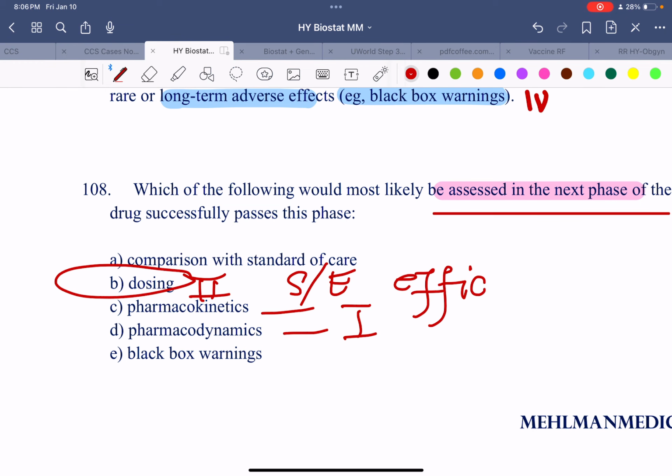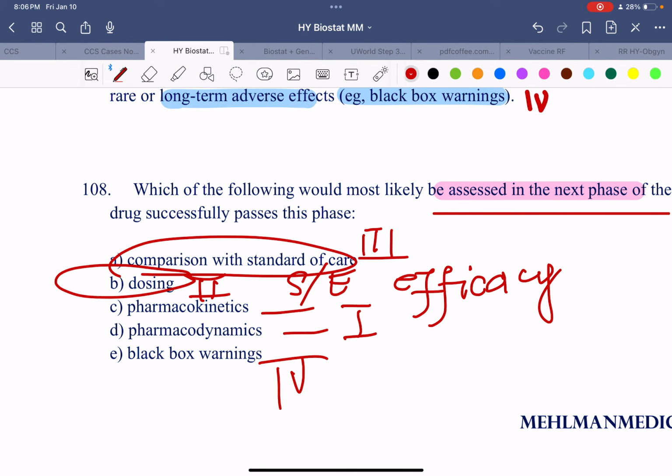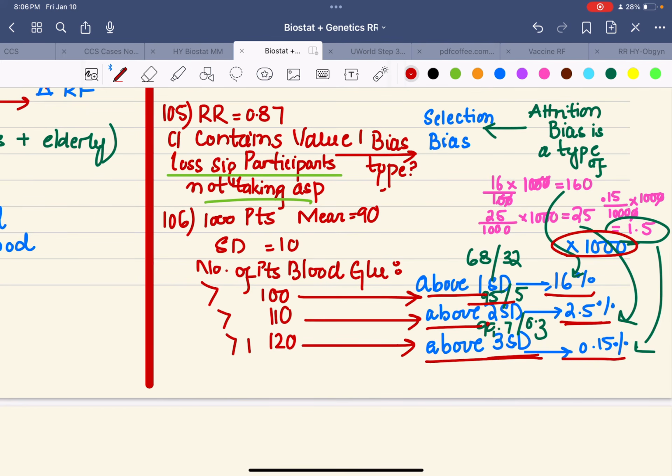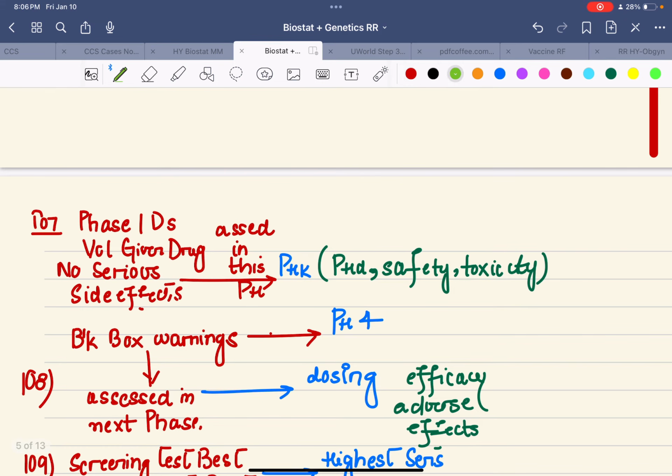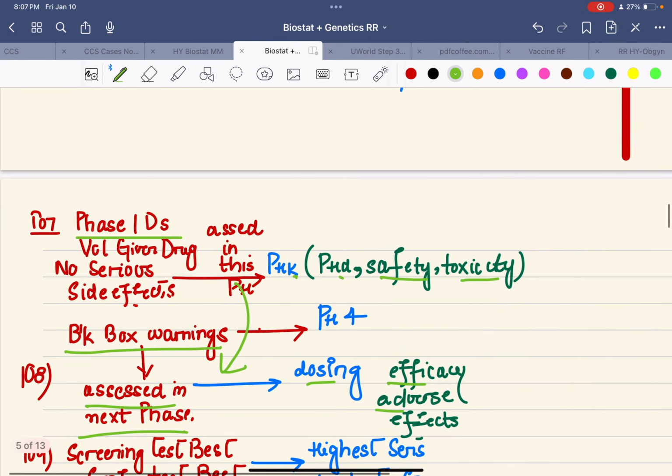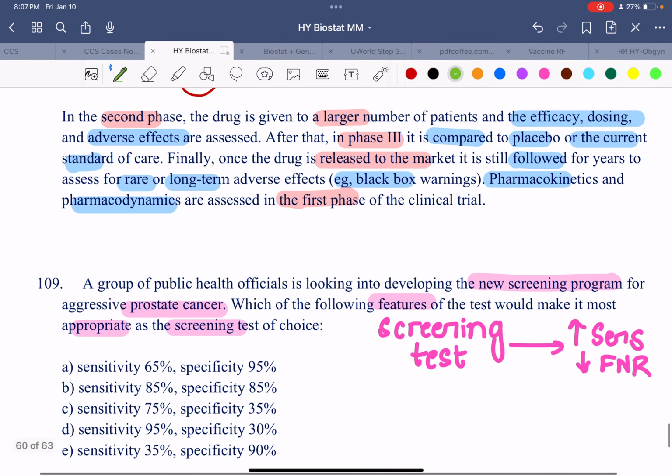And if they ask what would be tested after this phase, that would be phase 3, in which we do comparison with the standard of care. And after this would be phase 4, in which we would look at the black box warnings. So in phase 1 of a particular trial, we assess pharmacokinetics, pharmacodynamics, safety, and toxicity. The black box warnings are basically in phase 4. And the next phase after phase 1, we evaluate efficacy, adverse effects, and dosing.